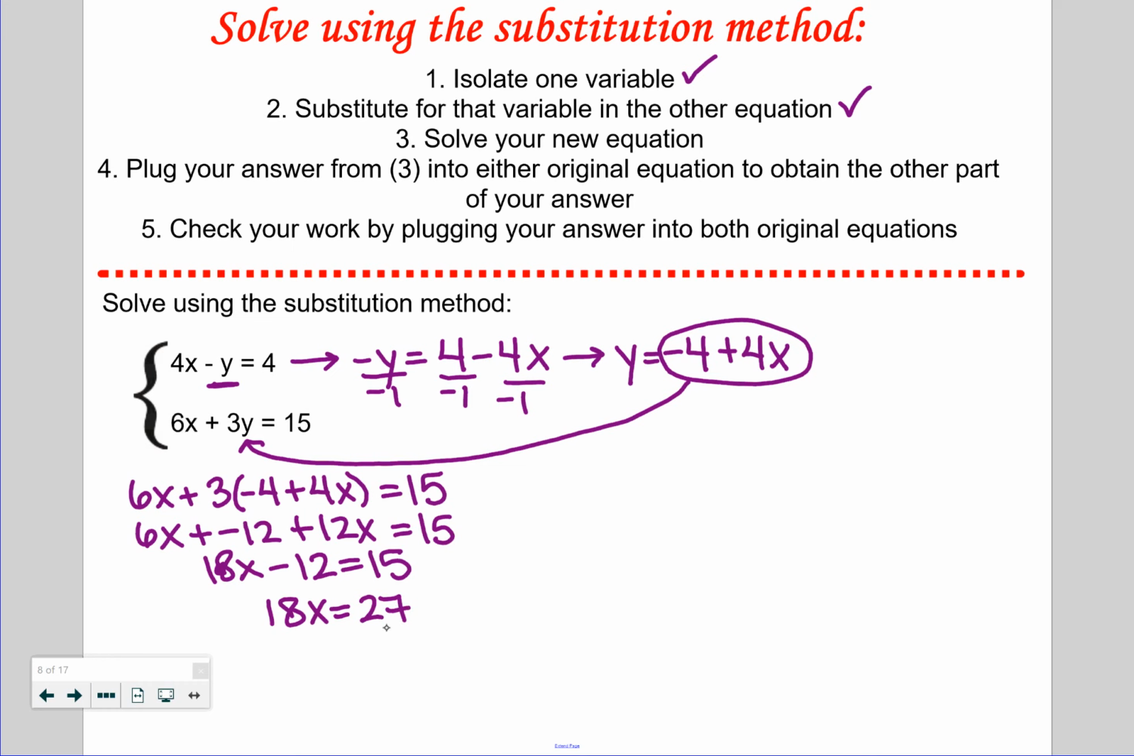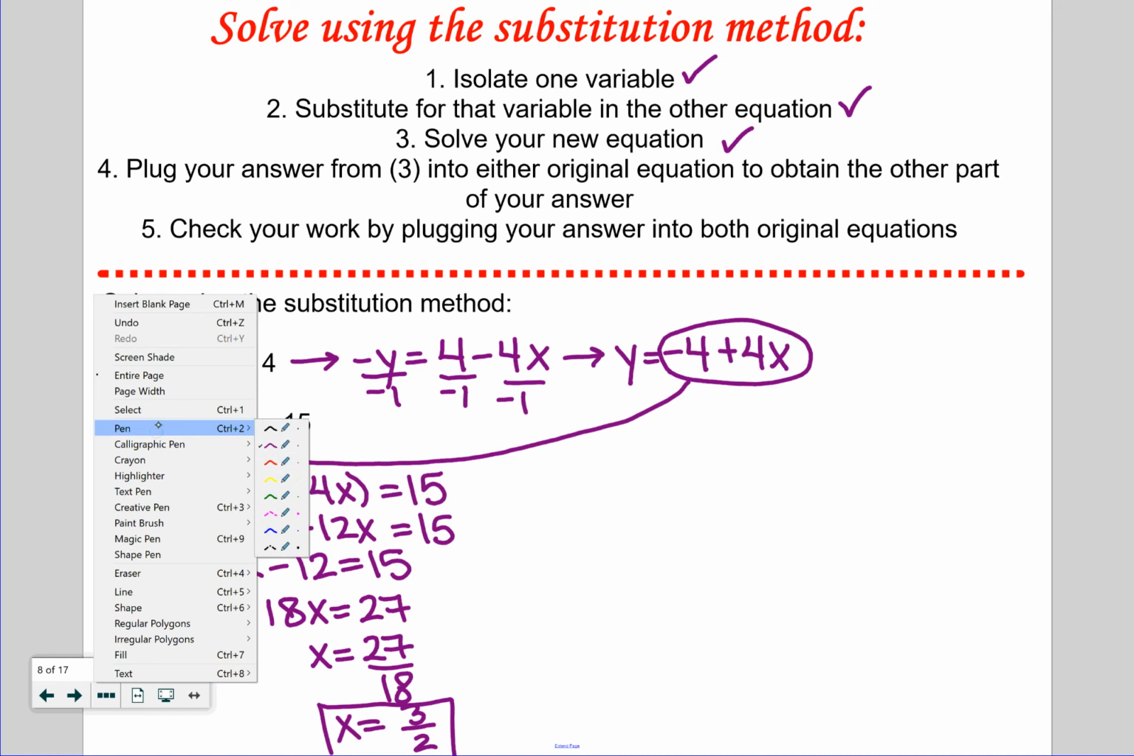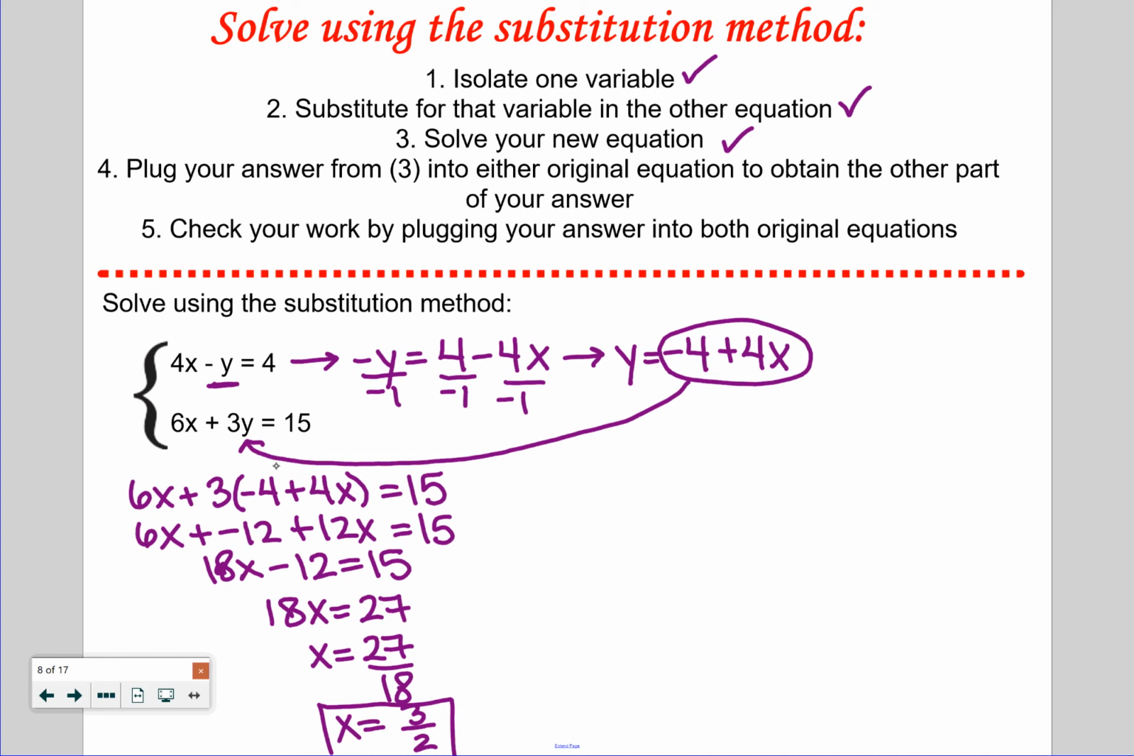And then divide both sides by 18. I'm going to get x equals 27 over 18. Both of those numbers are divisible by 9. So we're going to say x is 3 over 2. That's step 3. Step 4, plug that answer into either original equation.